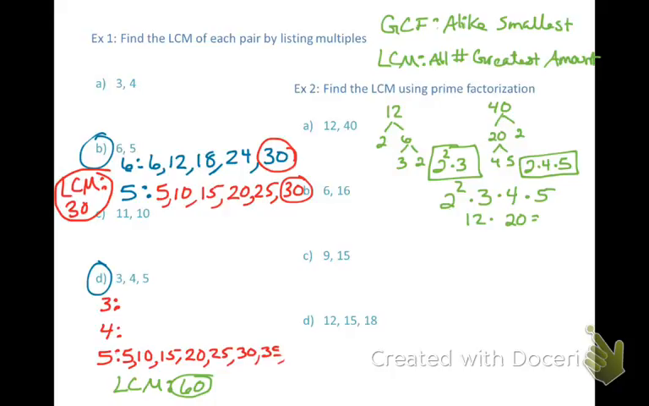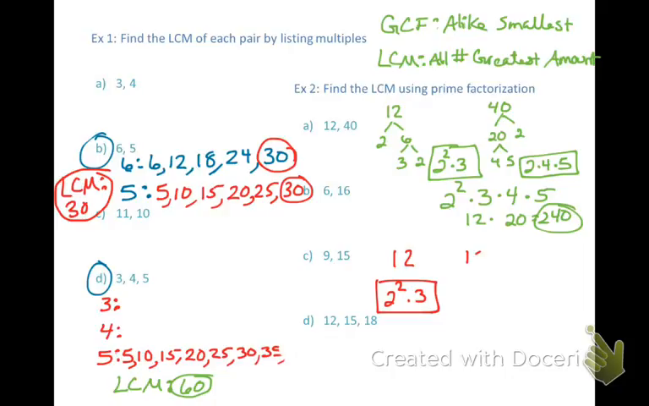And that would be 240. That would be your least common multiple. Let's try D. 12, again we already have, is 2 squared times 3.